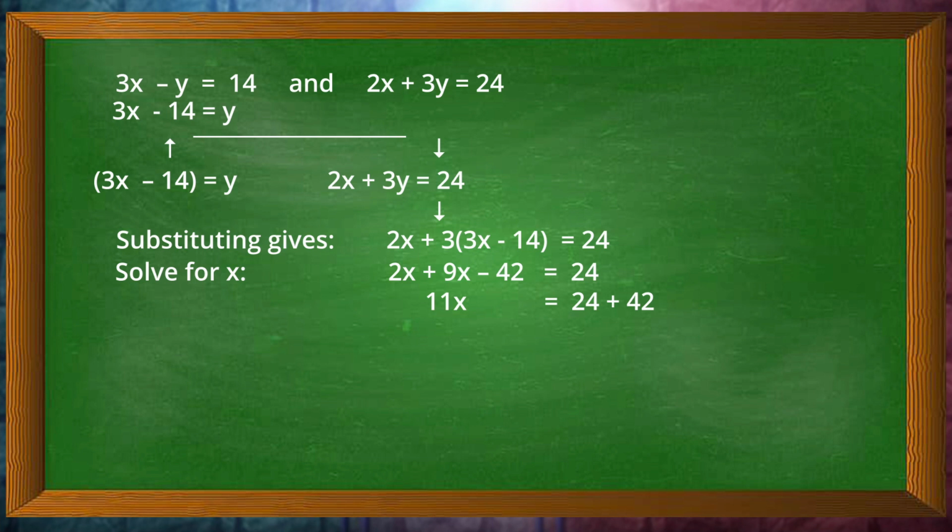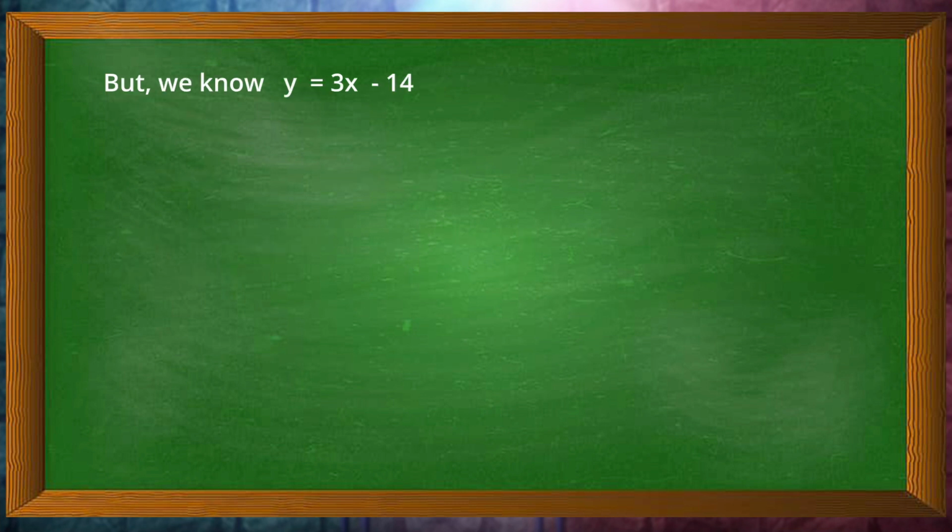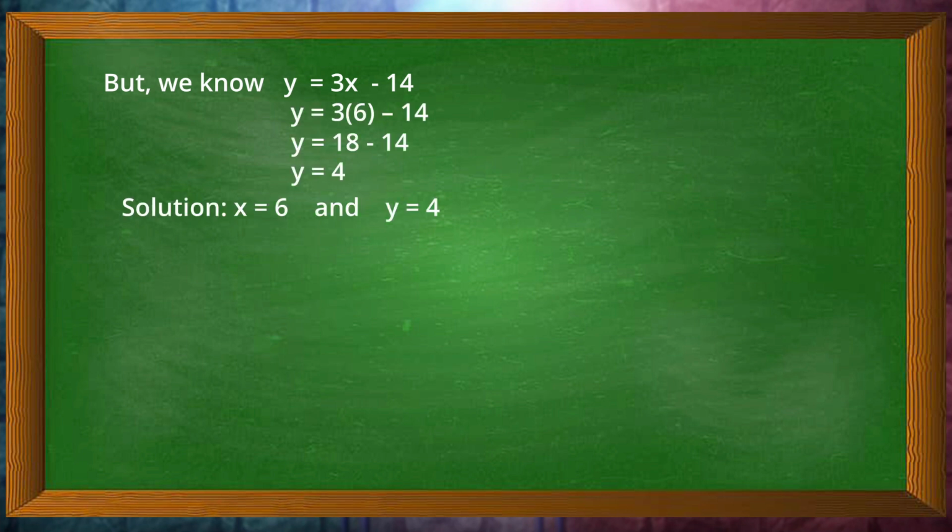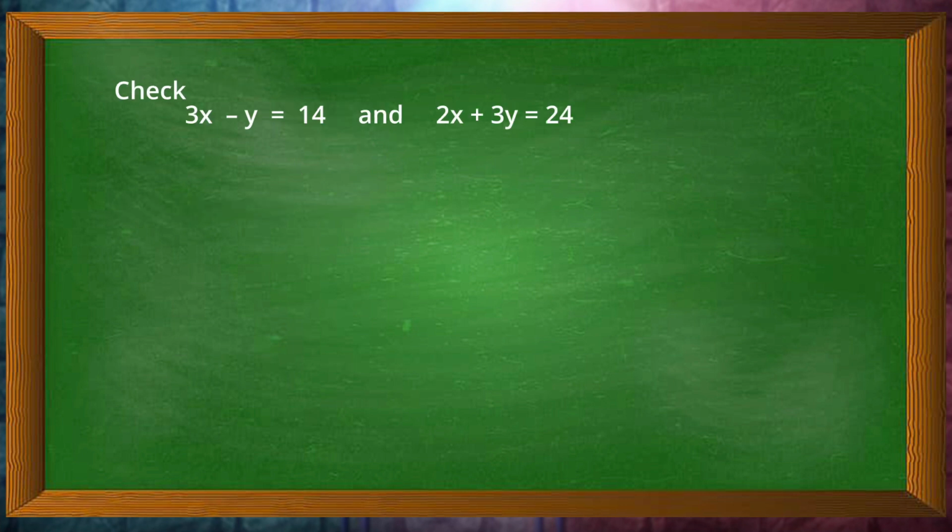Multiply out and simplify the equation by collecting the like x terms together on the left and the number terms together on the right side. Solve to find the value of x as 6. If x = 6, we can solve for y using y = 3x - 14. The calculations are shown. Look at them and be sure that you know how we get y = 4.